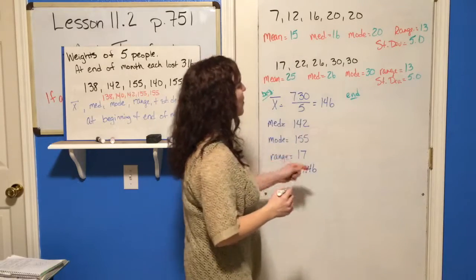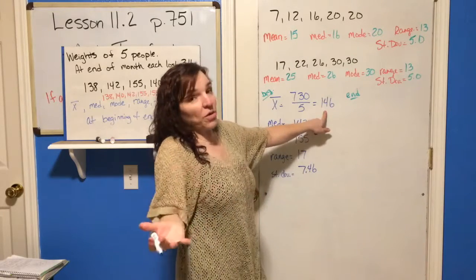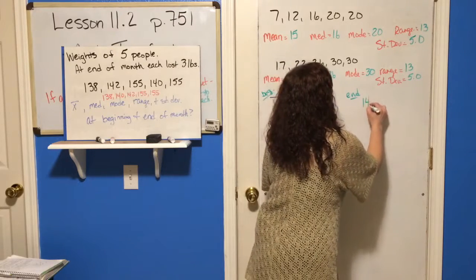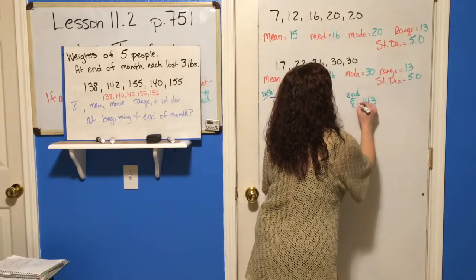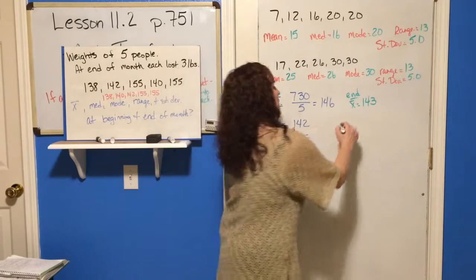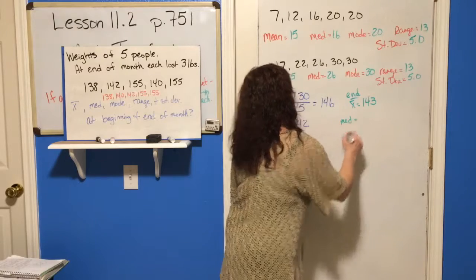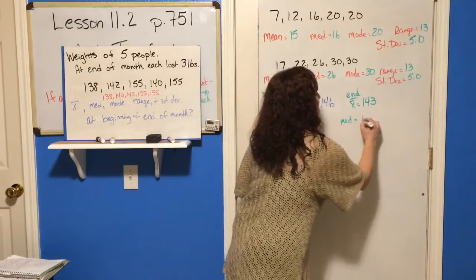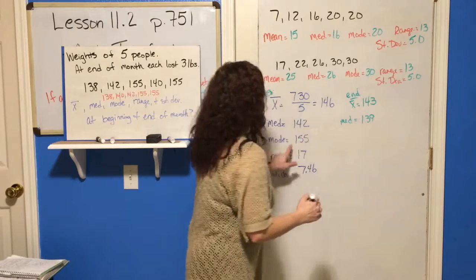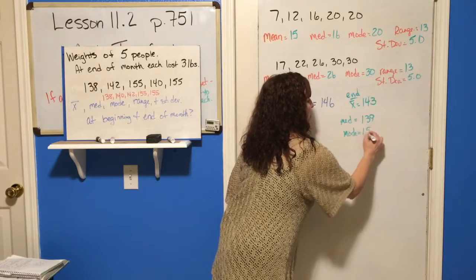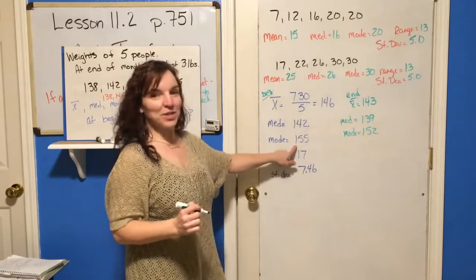So at the end of the month, you're going to simply take 146 was the average before, take 3 off, so 143 is your mean. That's your new mean. And you're going to take the median, and 142 was your original at the beginning, so 139 is your new one. And your mode is going to be 152, 155 minus 3.